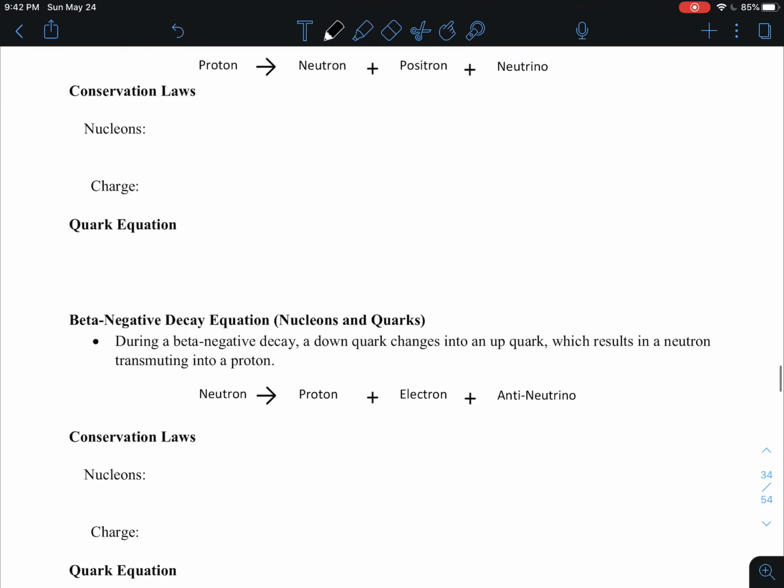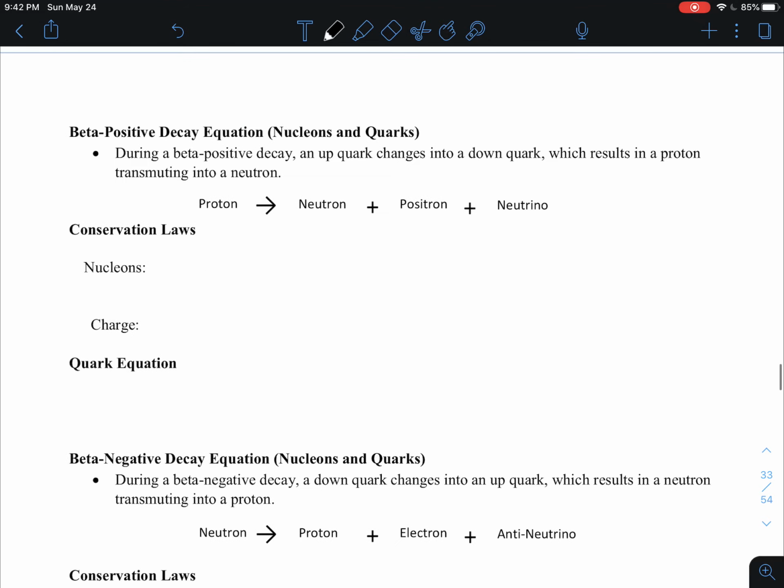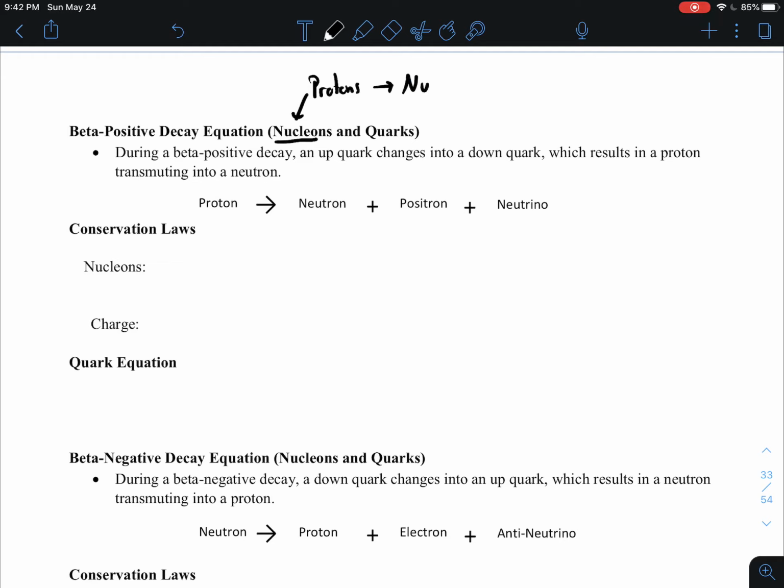All right, so now we're going to quickly talk about quarks and how they're placed into this whole mess. Beta particle using neutrons and quarks, nucleons and quarks. So remember, this is talking about protons and neutrons. So technically, a beta positive decay is when a proton turns into a neutron, releases a positron, and also a neutrino. So let's see what that would look like in this case.